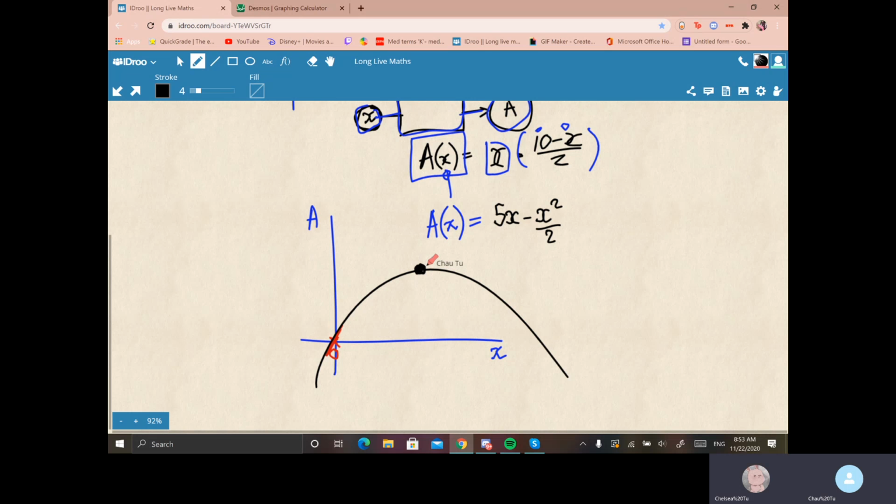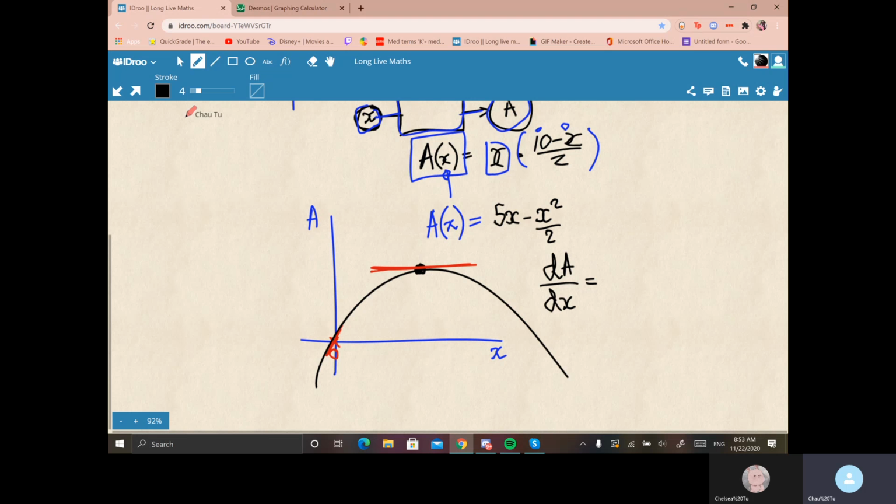Find dy by dx. Yeah, but in this case, it's A and x, not y. So basically, I want you to find dA over dx. We want to find out where the gradient will be zero, because at the highest point, the gradient will be zero. So find dA by dx where the gradient will be zero.